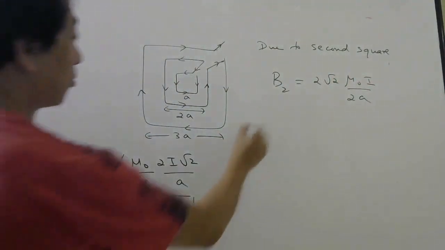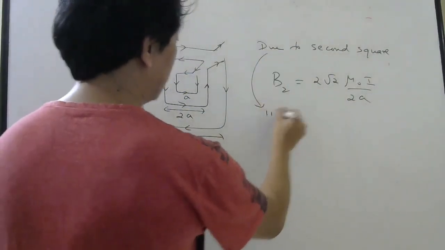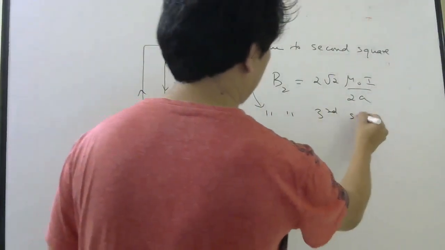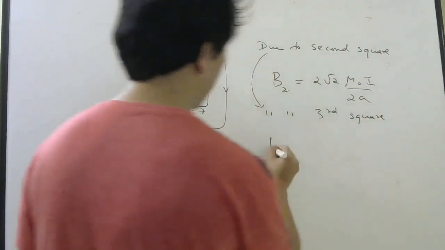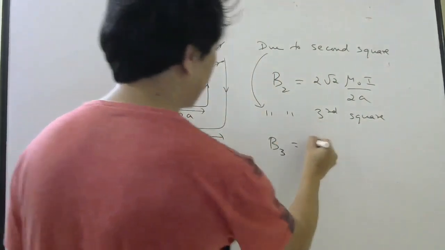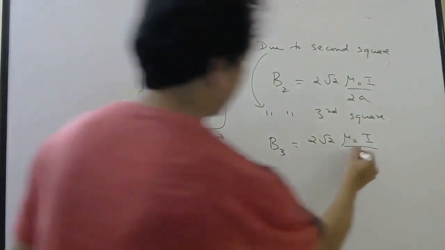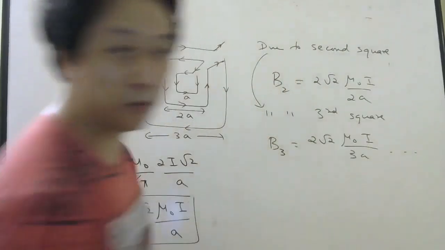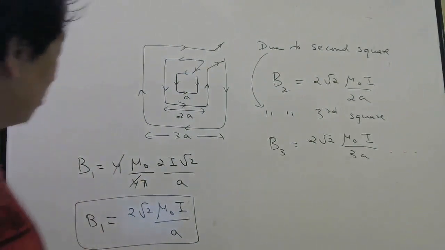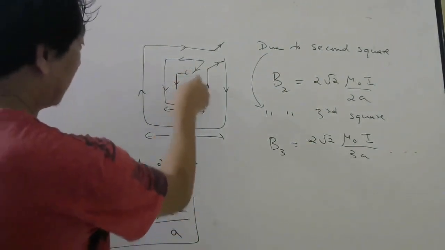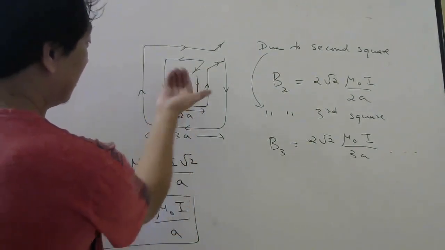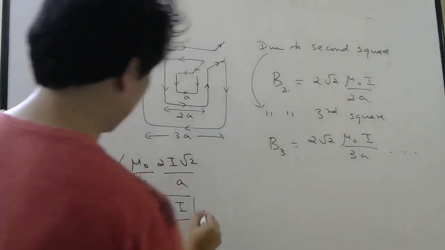Due to the third square, what will be the magnetic field? Everything is the same, 2 root 2 mu naught I, but the side is 3A. So like that, up to infinity, they told. Now the direction, you please remember. So for this current, it is out. This was out.